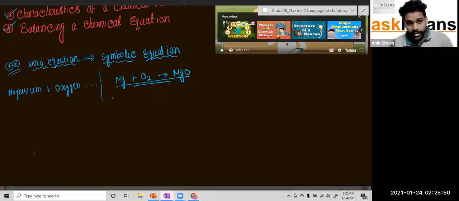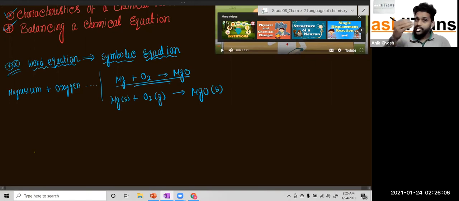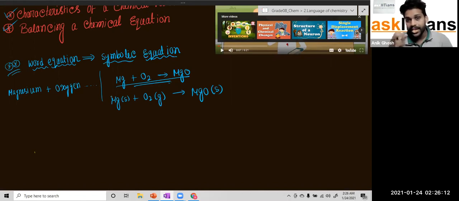In that way, the proper chemical equation should be written like Mg(s) plus O2(g) gives us MgO(s). So a solid magnesium with a gaseous oxygen, together they give us MgO, which is a solid, like an ash, a white powder, isn't it? So this was the entire equation in front of you. An equation helps us find out the physical state of the reactants.